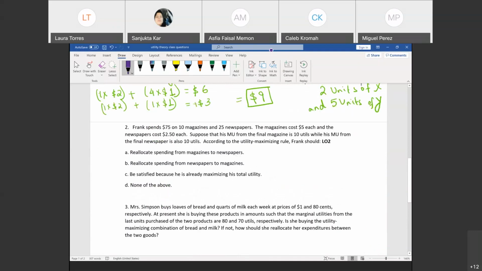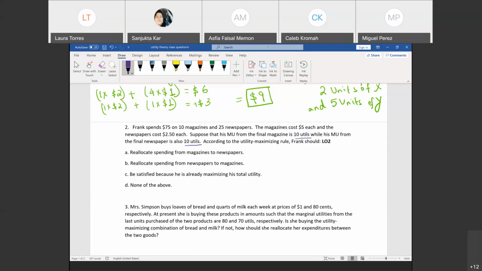As we are here, let's go ahead and solve the rest of these problems too before we go back to this chapter. Number 2: Frank spends $75 on 10 magazines and 25 newspapers. The magazines cost $5 and newspapers cost $2.50. Suppose the utility from the final magazine is 10 utils, and from the final newspaper is 10 utils. According to the utility maximizing rule, Frank should do what? I have 4 choices here.